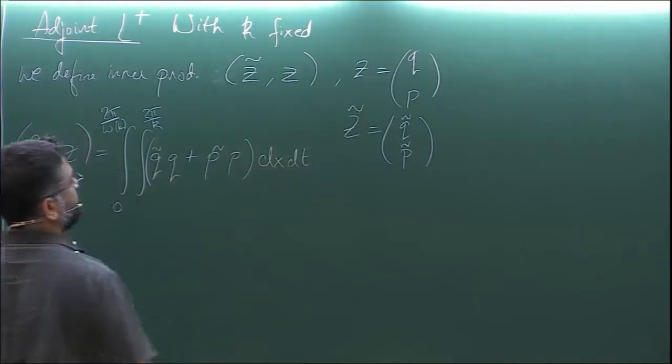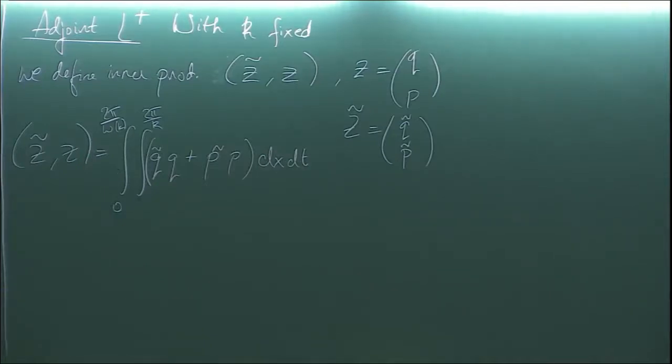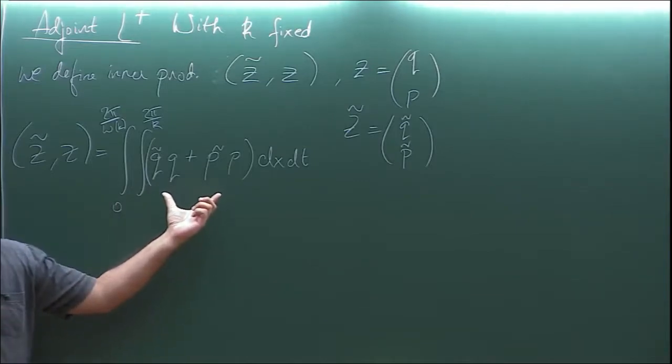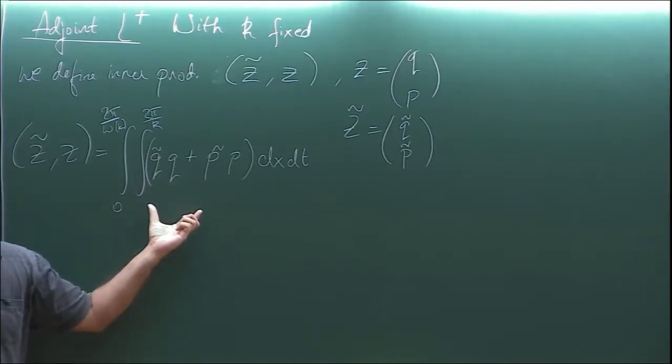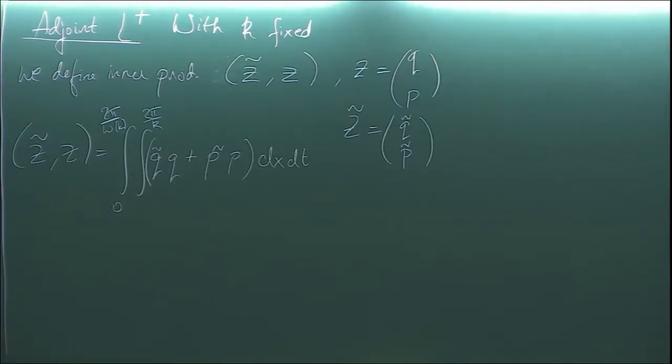dx dt. Right? So I'm looking at the space of functions which are 2 pi by k, 2 pi by omega periodic, and I'm going to define the inner product as the following form. So this is just the Euclidean inner product and then integrate it over. Just like I did for the ODE case, but now I have two variables, so I'll integrate over both variables, x and t.